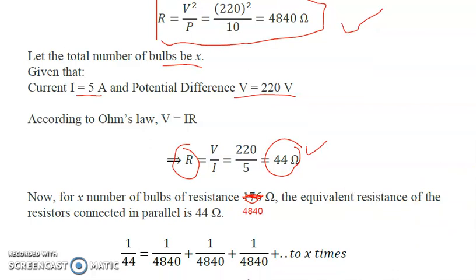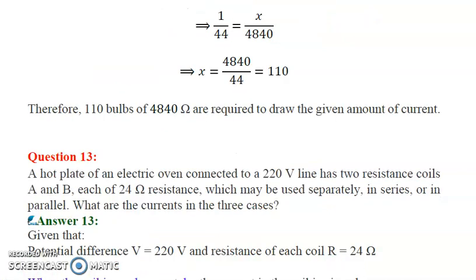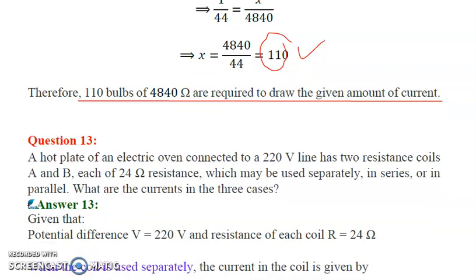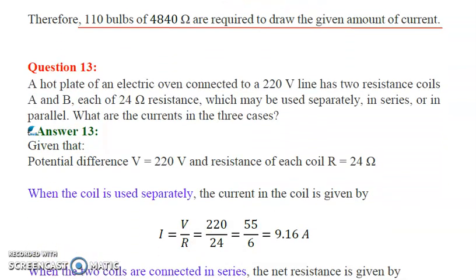So in the same way we'll apply this formula. Resistance is 1 upon 44, that is coming out to be this, and 1 upon 4840 again, the same method, X times. After calculating this part, you can simply find the value for X as 110. Means 110 bulbs of 4840 ohm are required in order to draw the given amount of current. Okay, so let's proceed to the next question.